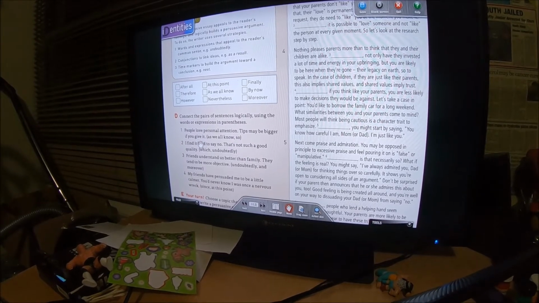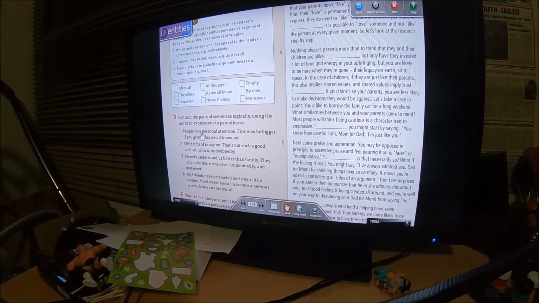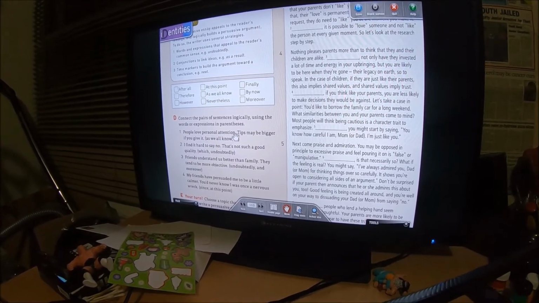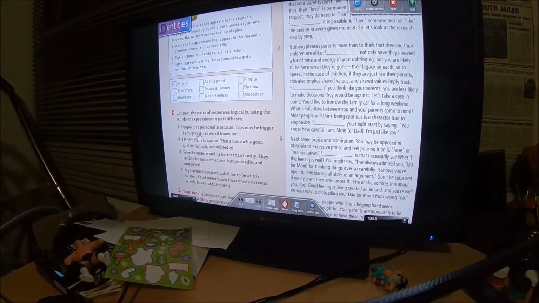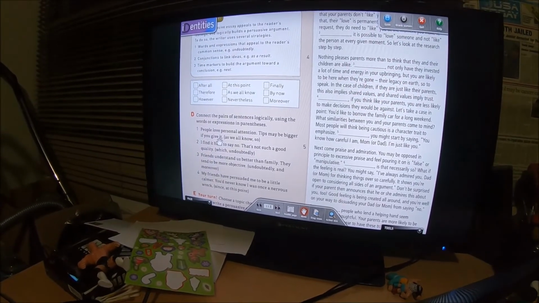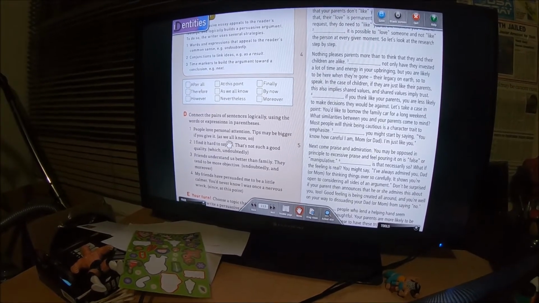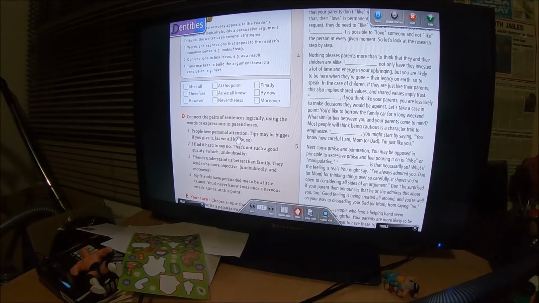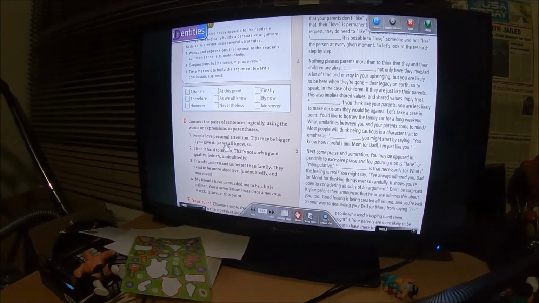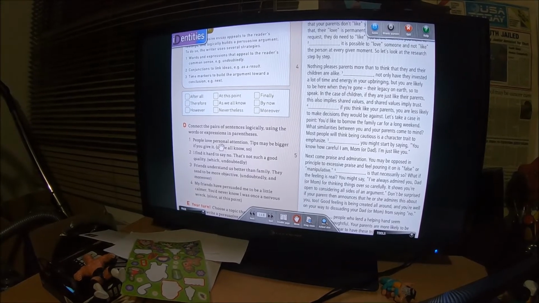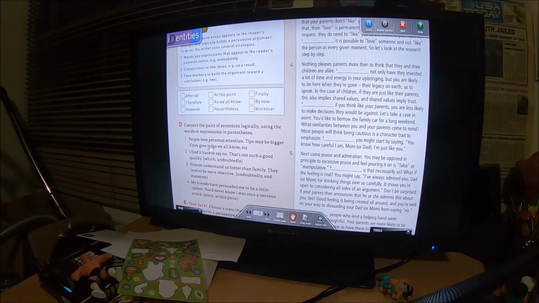Well, we could say, as we all know, people love personal attention, so tips may be bigger if you give it. Okay, so did you see what I did there? I used these here, the parentheses, and put them in place so it works with this sentence. So again, it says, people love personal attention, period. Tips may be bigger if you give it.